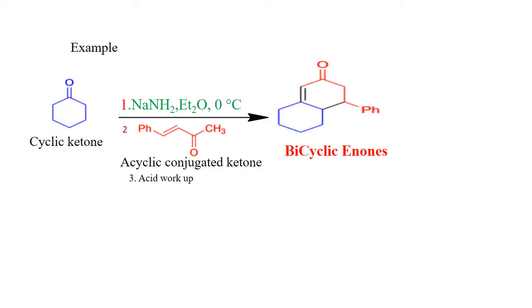This enolate is added to the beta carbon of acyclic conjugated ketone and gives us 1,5-dicarbonyl compound. That 1,5-dicarbonyl compound shows intramolecular aldol reaction and gives us beta hydroxyketone. Beta hydroxyketone upon dehydration gives us bicyclic enones. This is the best example which describes the Robinson annulation reaction. This reaction occurs at 0 degree centigrade.